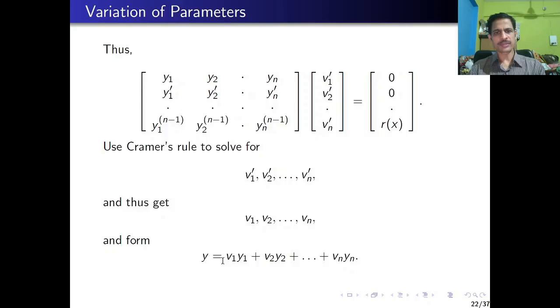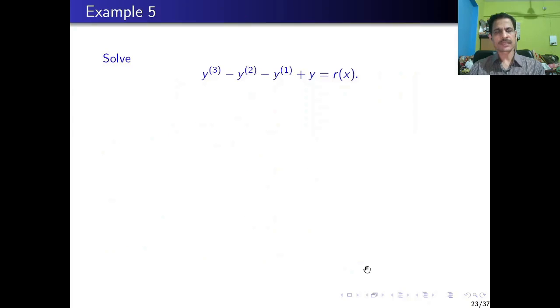we substitute it in the starting equation, that is y is equal to v1 y1 plus v2 y2 plus dot dot dot plus vn yn. This is the way we will get a particular solution using variation of parameters for the non-homogeneous ODE of nth order. Here is an example.